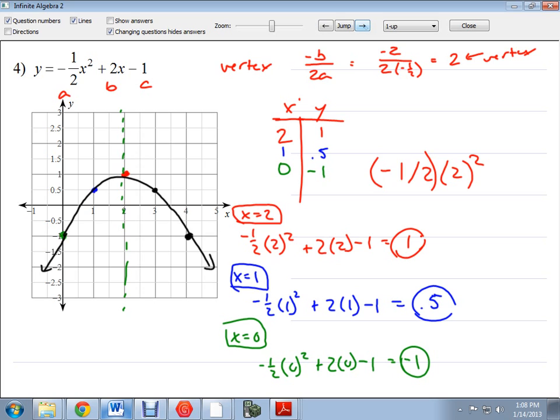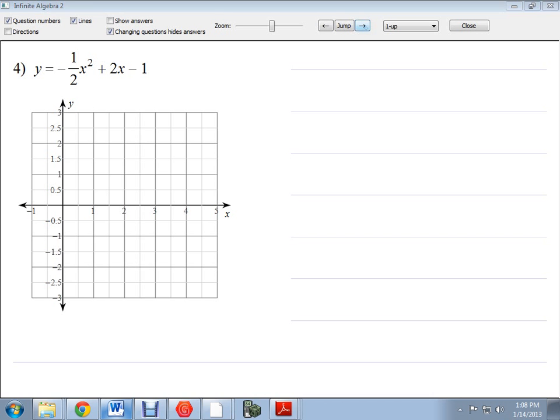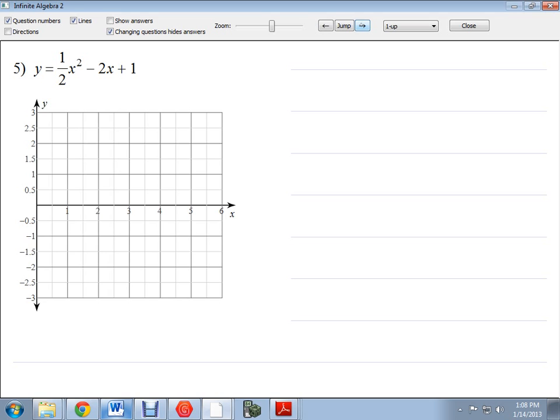Do you want me to do number 5 instead? Do number 5 or not do number 5? Do number 5. It's really the same process every time. Is this probably even different than the last one? Yeah, it is.